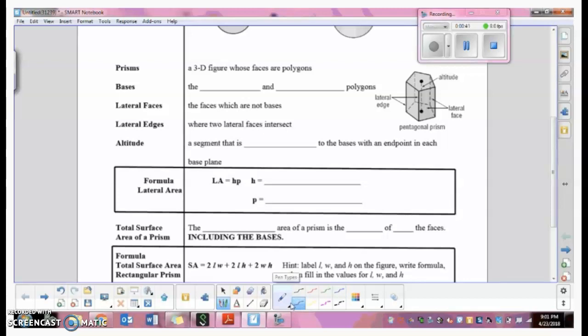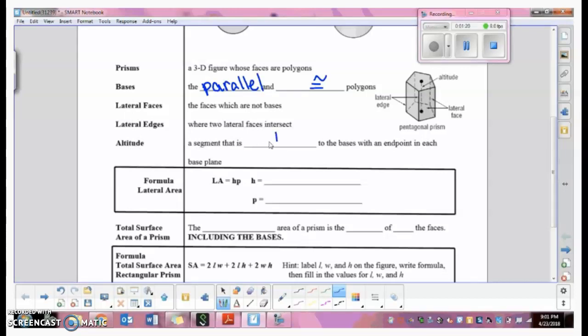So we're going to move down to our prisms. A prism is a 3D figure, and all the faces are polygons. The bases are going to be the parallel sides. You see here, this is a pentagon as bases. We call it a pentagonal prism if you want to be fancy. But what this means is that the pentagons are our bases, and you'll notice how they are parallel and they are congruent.